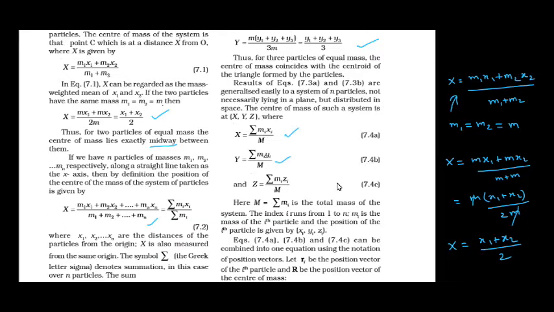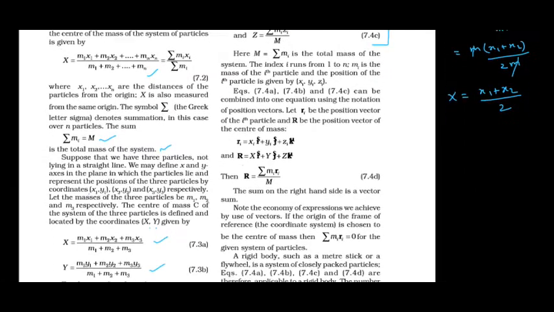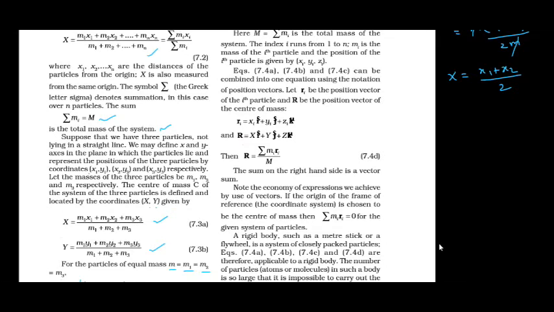Now, all the three coordinates in the x, y, and z axes are written in these equations. Now, if we want to see the vector representation of it, then we have to consider that Ri is the position vector of the ith particle and R is the position vector of the center of mass.